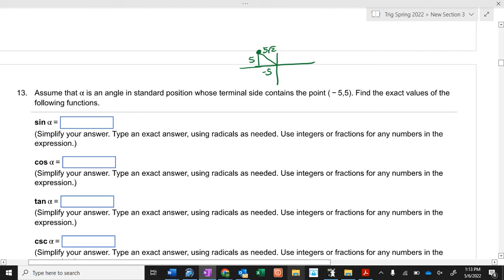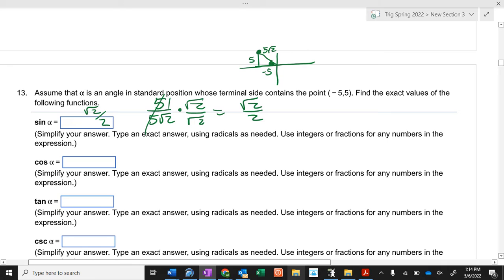Well, it's the opposite side from where the vertex is, where the origin is, over the hypotenuse. So we get 5 over 5 square root of 2. 5's cancel, so it's 1 over square root of 2. Can't leave square root of 2 on the bottom, so multiply top and bottom by square root of 2. So you get square root of 2 over 2. I've seen that before. Like on the unit circle. Maybe. So the sine is square root of 2 over 2.